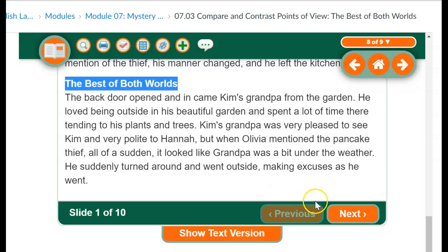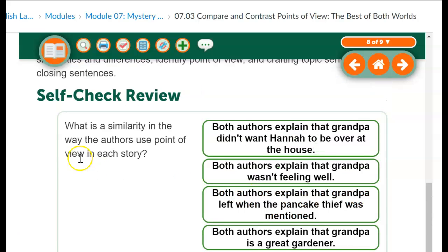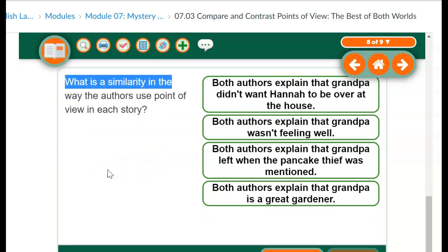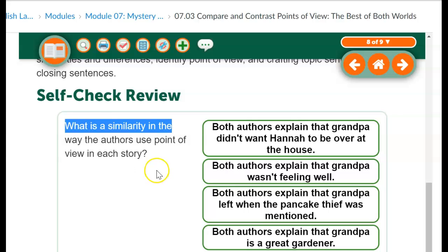So, what is a similarity? So something they have in common, something to compare. What is the similarity in the way the authors use point of view in each story? So, point of view means, is it told in first person, second person, or third person?